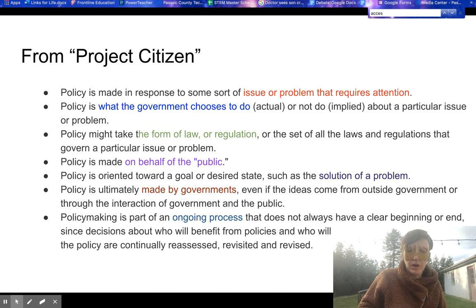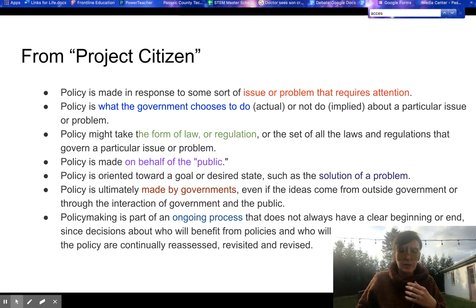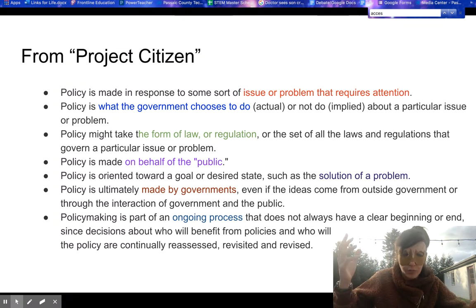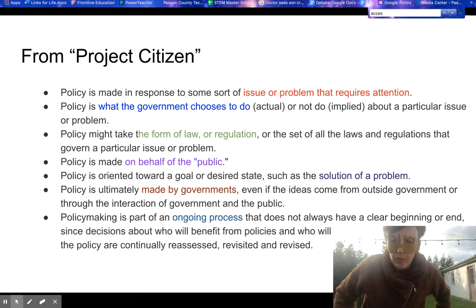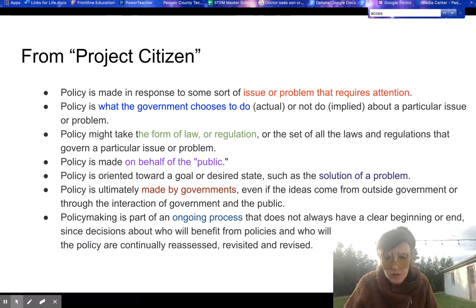All right, public policy, what is it? It's made in response to an issue or a problem that requires attention. It's what the government chooses to do about that problem. And they can make it a law or regulation. They do this on behalf of the public, supposedly not for themselves or some other place. It's to help find a solution to that problem. The governments make this solution. And it's an ongoing process to try to get a result. Okay, so that's what public policy is.